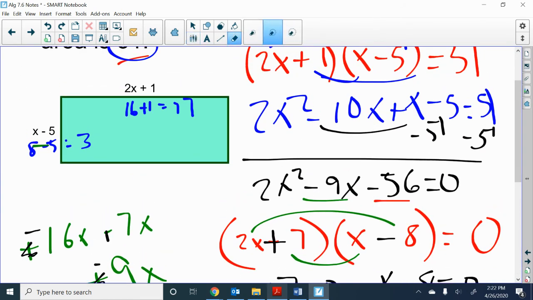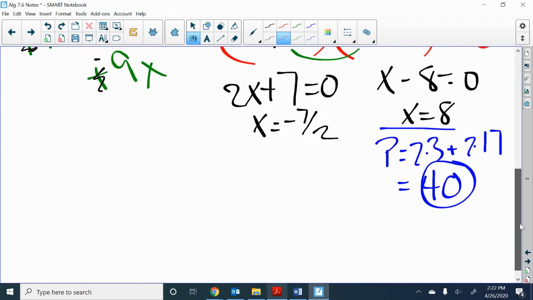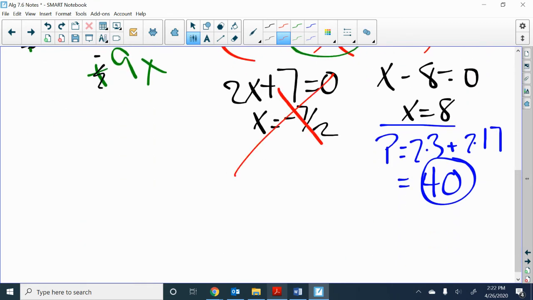If x is negative 3.5, then negative 3.5 minus 5 is negative 8.5. And I cannot have a side length that is negative 8.5. So this answer gets rejected. So my only solution to this problem is my perimeter is 40.